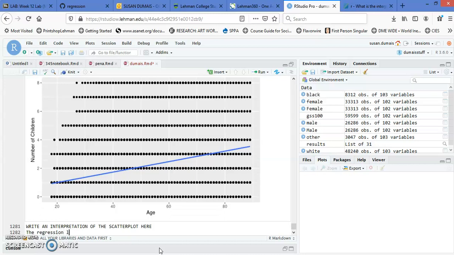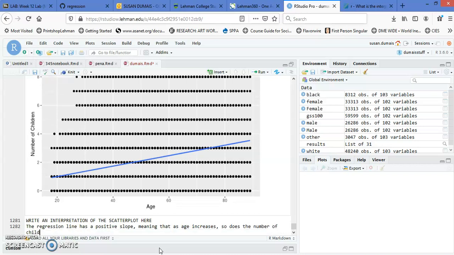And so to write an interpretation of this, the regression line has a positive slope, meaning that as age increases, so does the number of children that people have. Okay? If that line was going downwards, it would be a negative relationship. If the line was flat, it would mean that there's only a very slight relationship or no relationship at all.